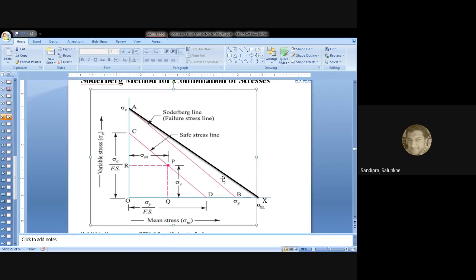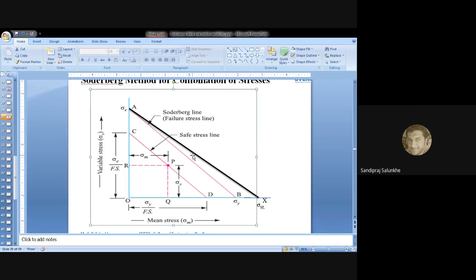Here it is written, the Soderberg line. Based on this Soderberg line, again we can go for the calculation, the same way as we have done in the case of the Goodman diagram. Based on it we can calculate the factor of safety which we have to select while designing any component against fluctuating stress. That is the main utilization of these diagrams, our main motto for studying them.